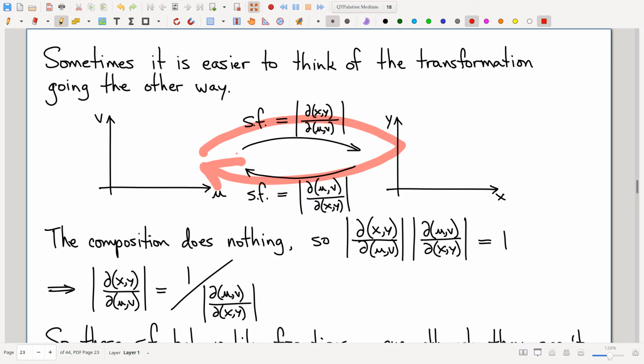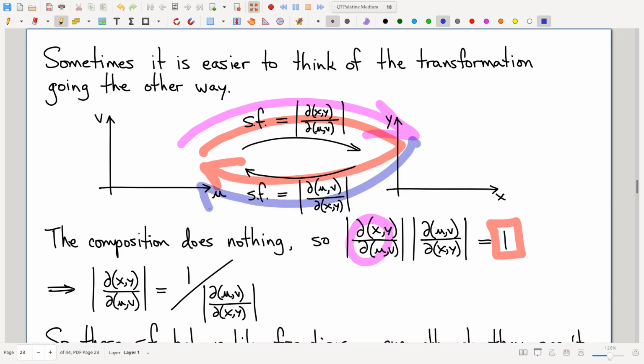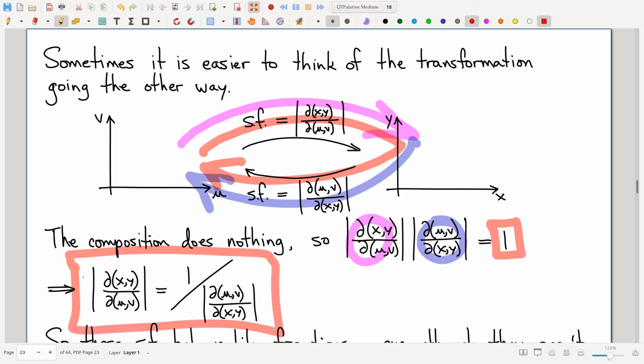Right? If I take some little region of the UV plane and convert to x's and y's and then go right back and have the exact same set in the UV plane, there's no stretching. It's literally the same. And so that stretching factor kind of has to be 1. That means the product of that stretching factor and this stretching factor has to be 1. Or said differently, those fractions that look like reciprocals of each other are reciprocals of each other.